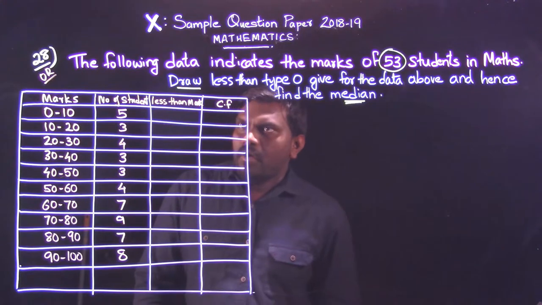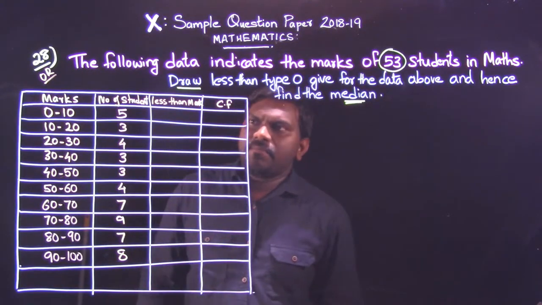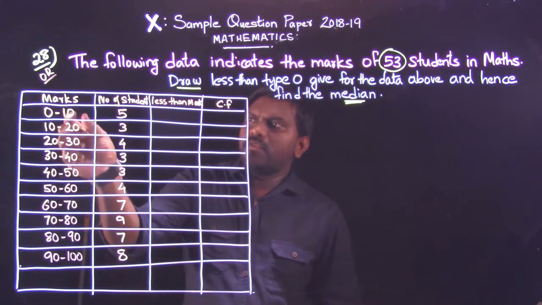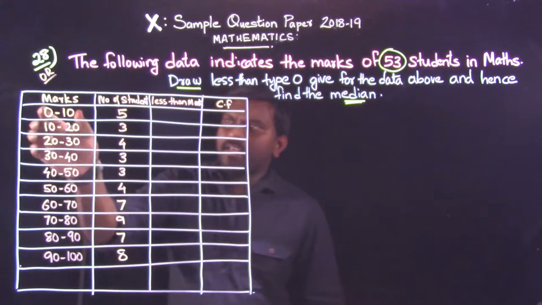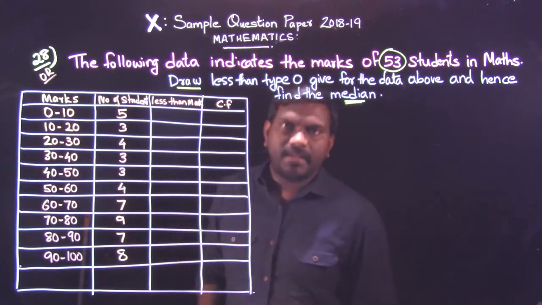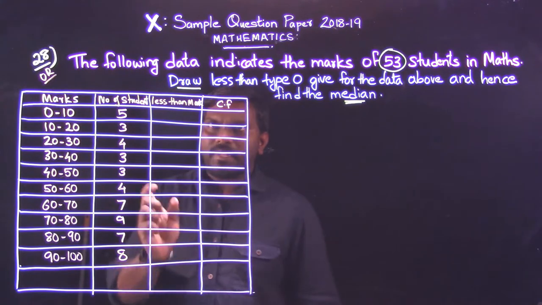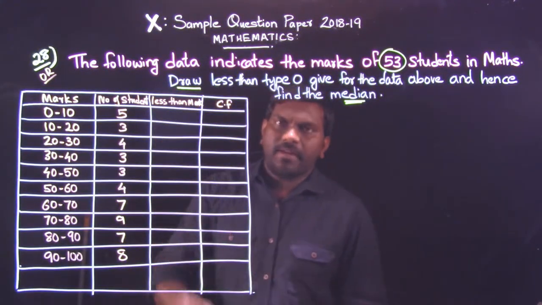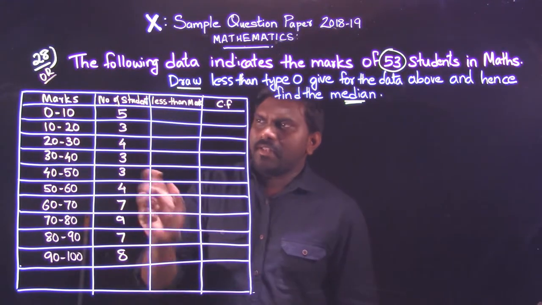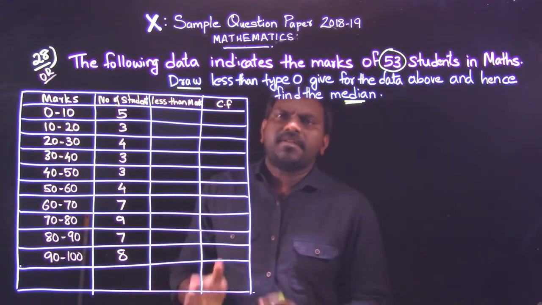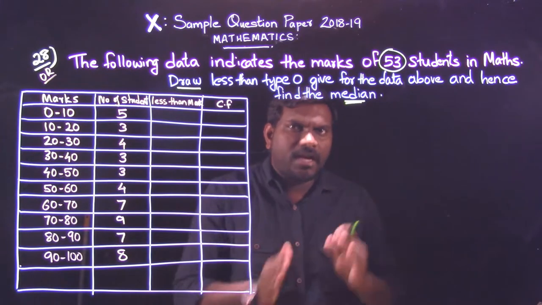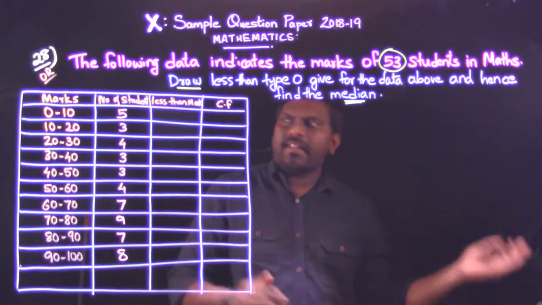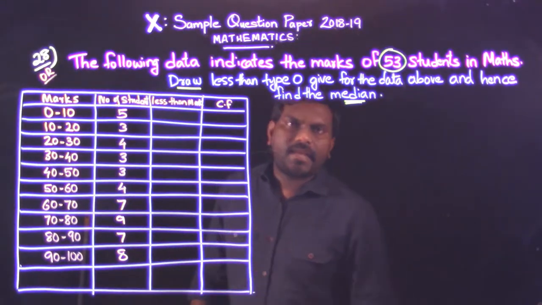And why the less than mark? Because the 10 which is in the first class is not taken in that class, that is taken in the next class. That's why the less than mark is what we wanted, and that's why I made a column like that. So less than 10 means the marks would be from 0 to 9, not 10. 10 would come in the next class, which is underneath.